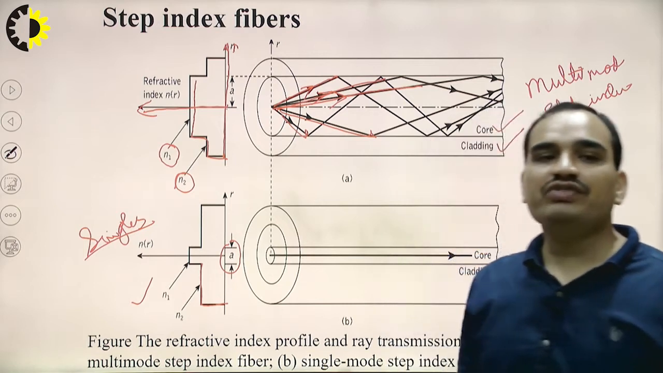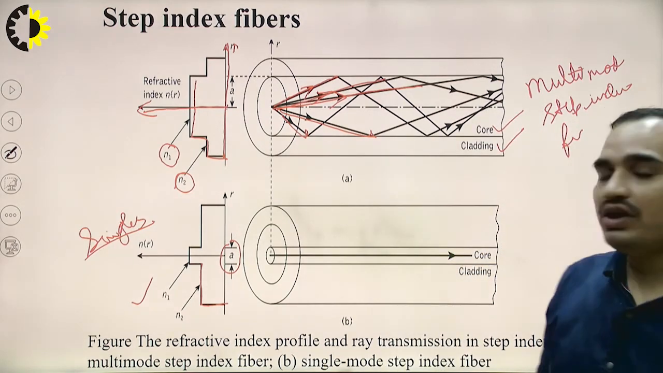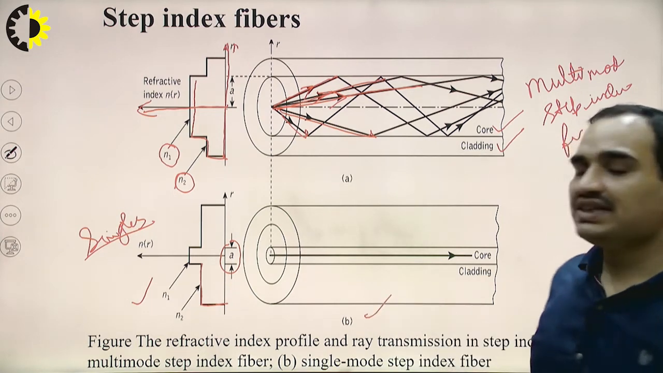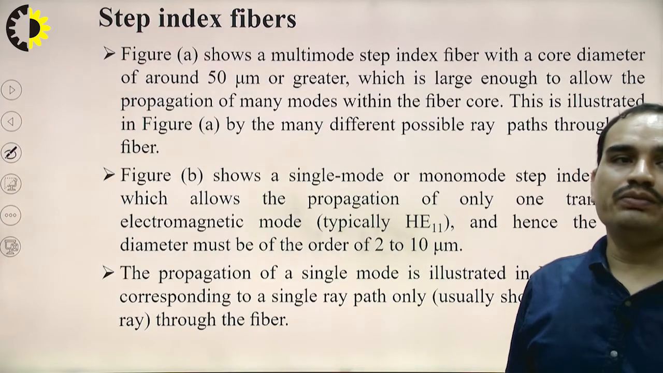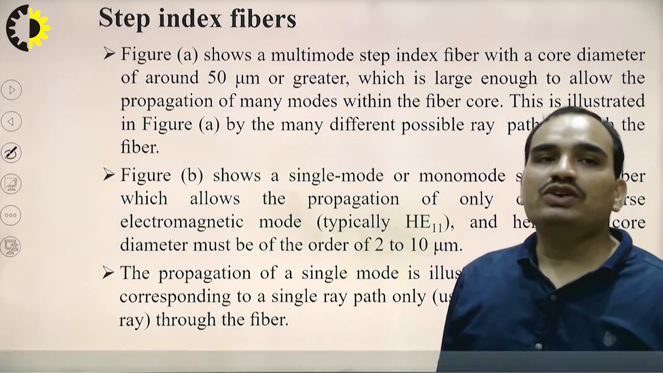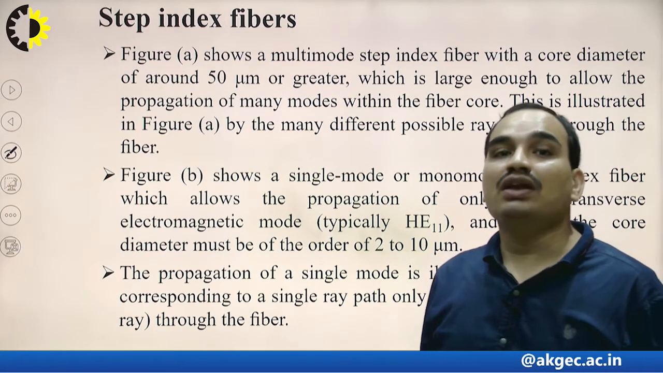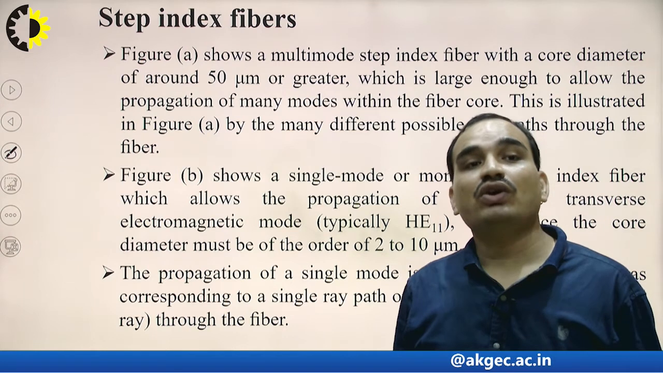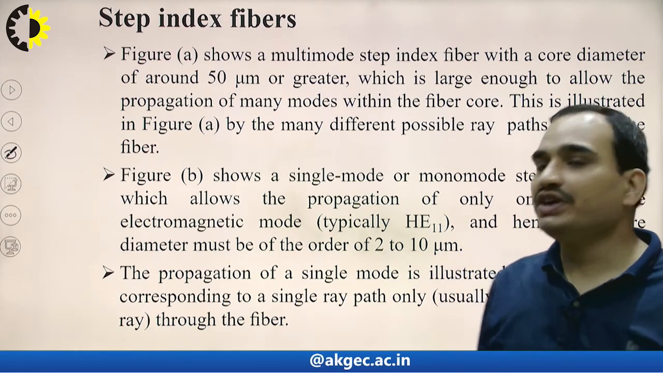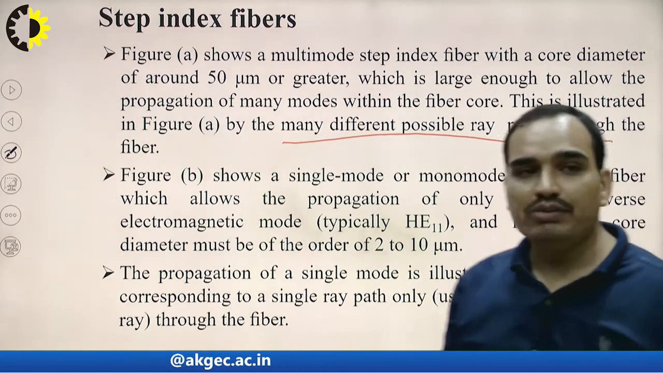So we have the refractive index profile and the ray transmission in a step index fiber for a multi-mode step index fiber, and this figure is for the single mode step index fiber. So the figure shows the multi-mode step index fiber with a core diameter of 50 micrometer or greater, which is large enough to allow the propagation of many modes within the fiber core. So this is illustrated in figure A, that many different possible ray paths through the fiber.